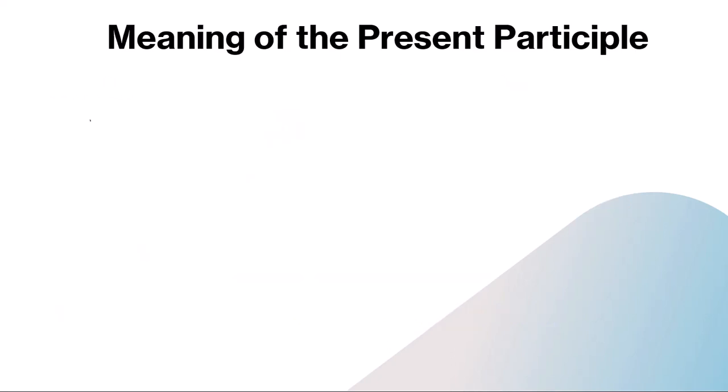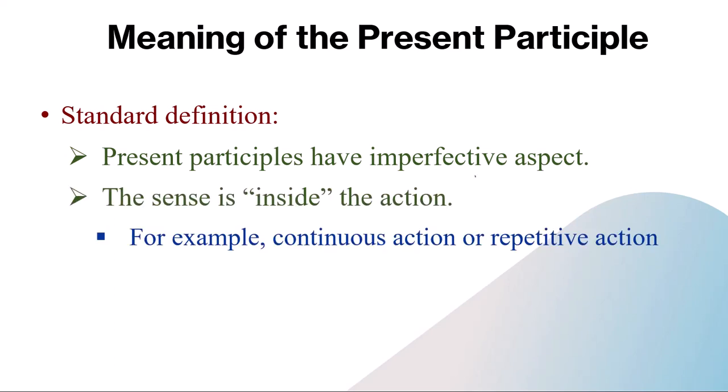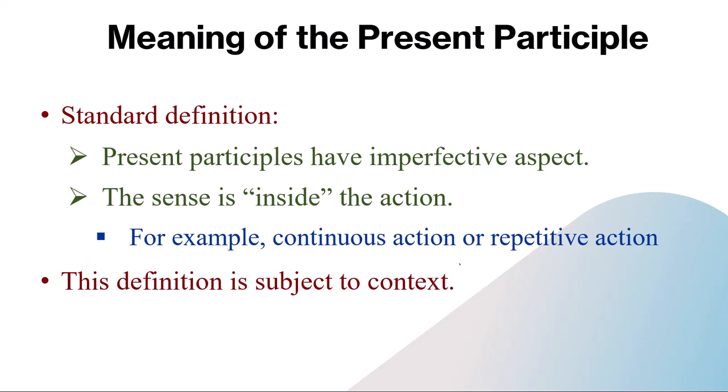So what is the meaning of the present participle? Well, in terms of aspect, the standard definition is that present participles have imperfective aspect. So the sense is inside the action. And that could be, for example, continuous action or repetitive action. Now, this definition obviously is subject to context.